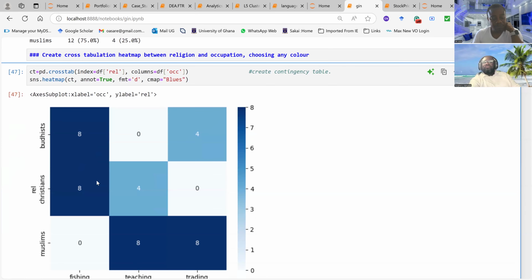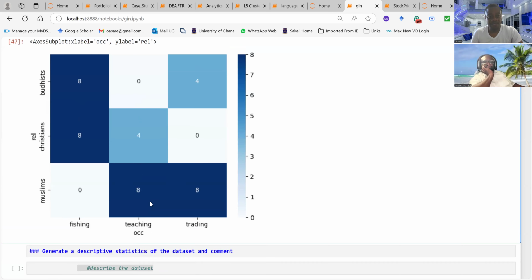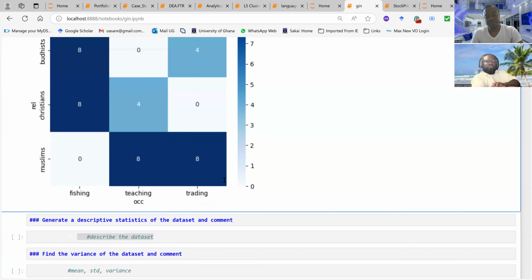Yay, you got it. So this creates a heat map of the same thing that we have been doing, but just in the form of a picture. So you can know how many Buddhists are fishers. There are 8 Buddhists who are fishers. There are 8 Christians who are fishers. And then there are 16 Muslims within this particular environment. So this is just a heat map of something we've already done. Let's go to the next question.